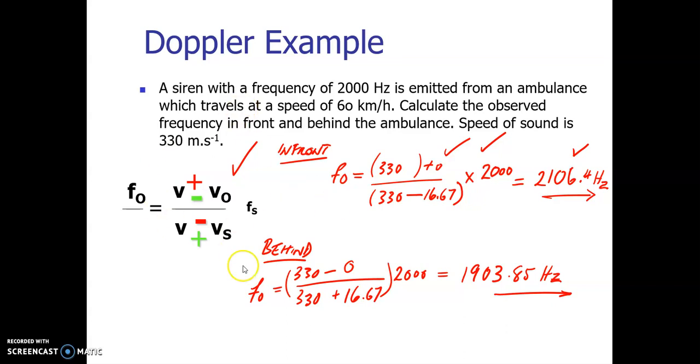Remember, we could give you this equation either way around. We don't have to ask for fo. There's 1, 2, 3, 4, 5 variables here. We could ask you any one of them if we gave you all the others. So the questions can get quite tricky.